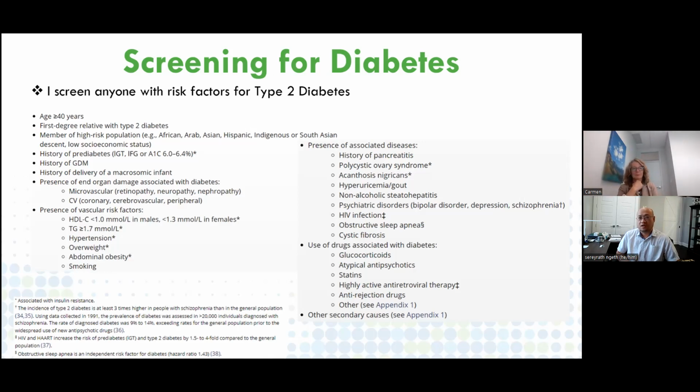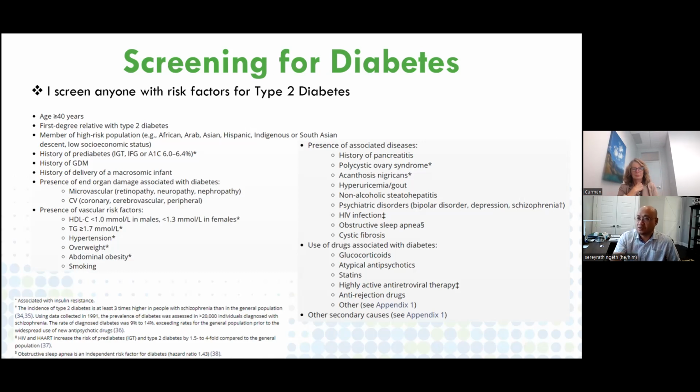That includes heart disease, strokes, heart attacks, those who have developed complications from diabetes in regards to the eyes, the kidneys, and their nerves. If an individual has issues with cholesterol, I also screen them. If they have coexisting high blood pressure, if they're overweight or obese, or if they're smoking, I also screen them for diabetes as well.